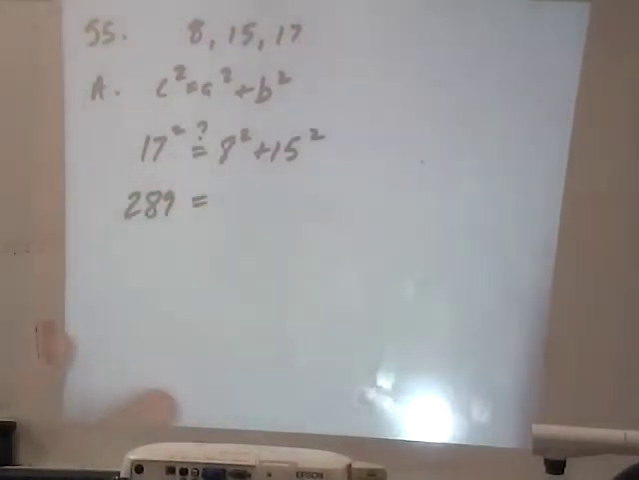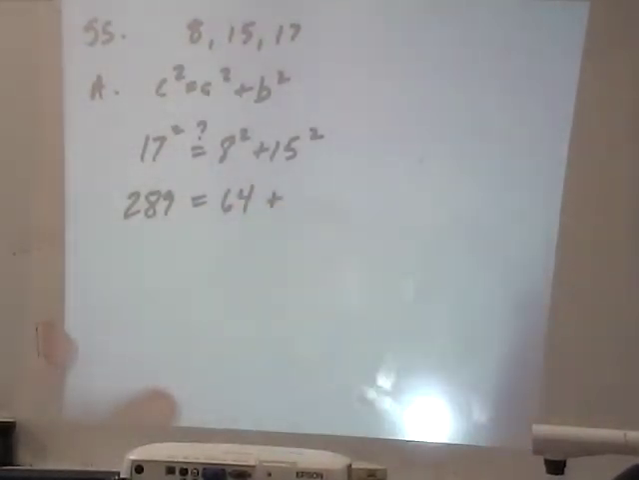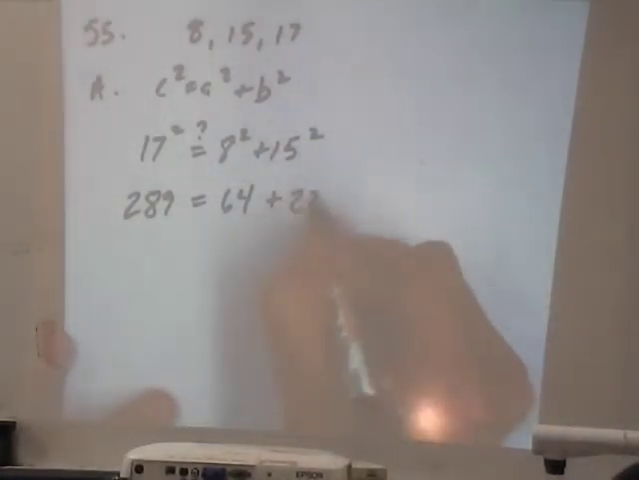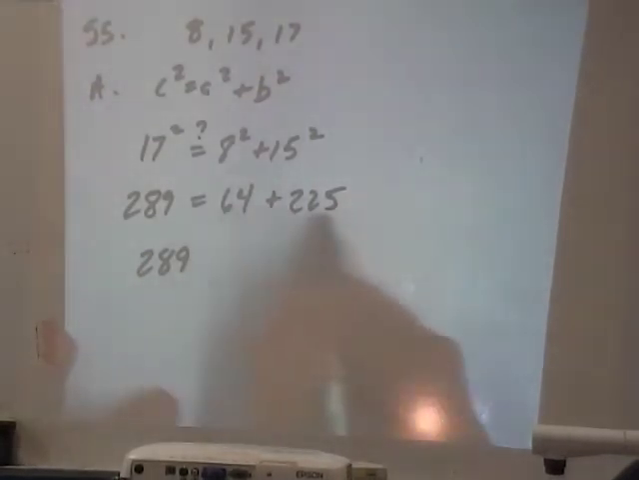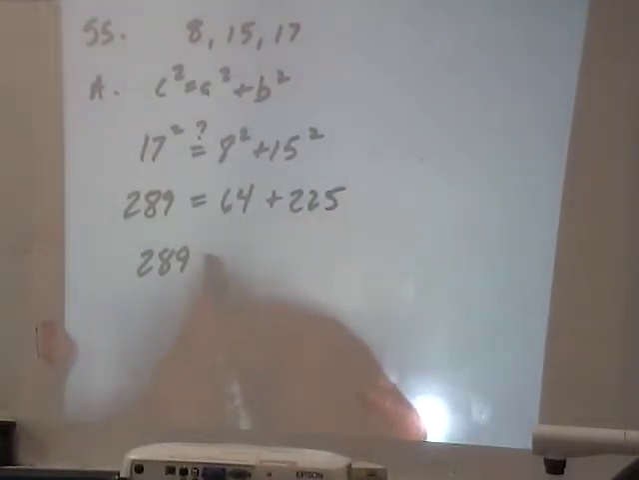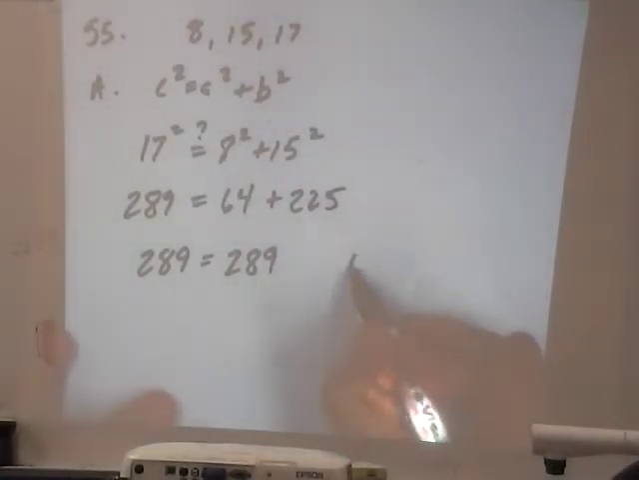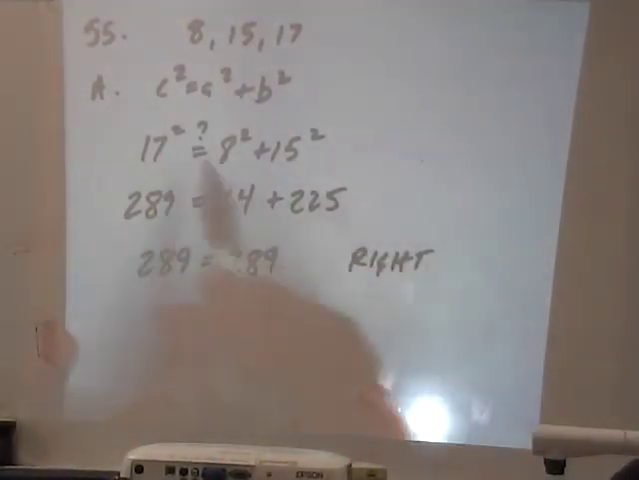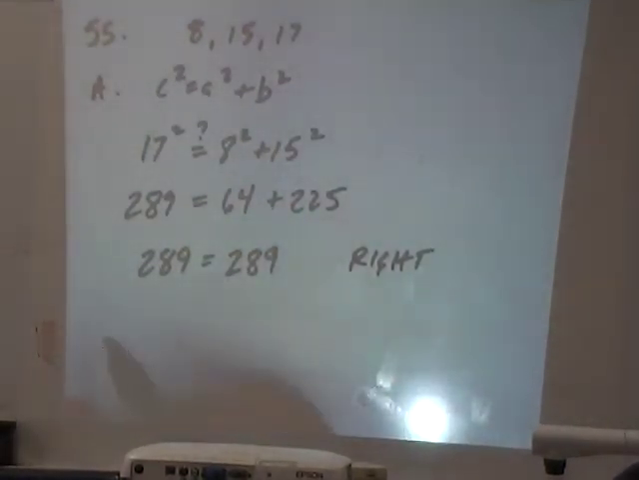8 squared is 64. 15 squared is 225. 289. What is this? 289. So what kind of triangle is A? It's a right triangle. Because the Pythagorean theorem works, that means it's a right triangle. All right, so let's check B now.